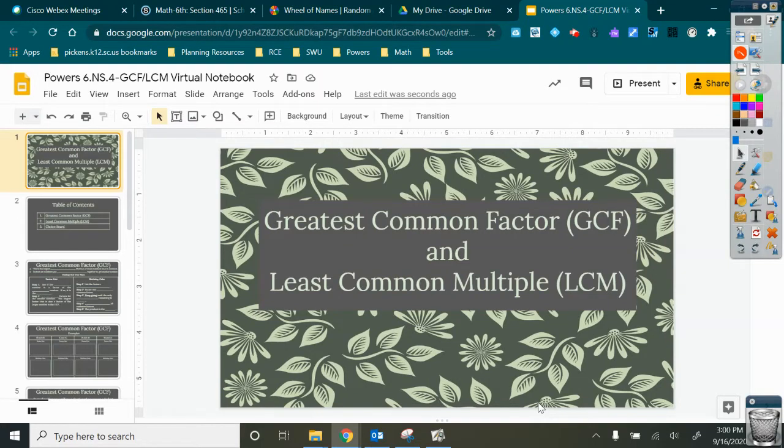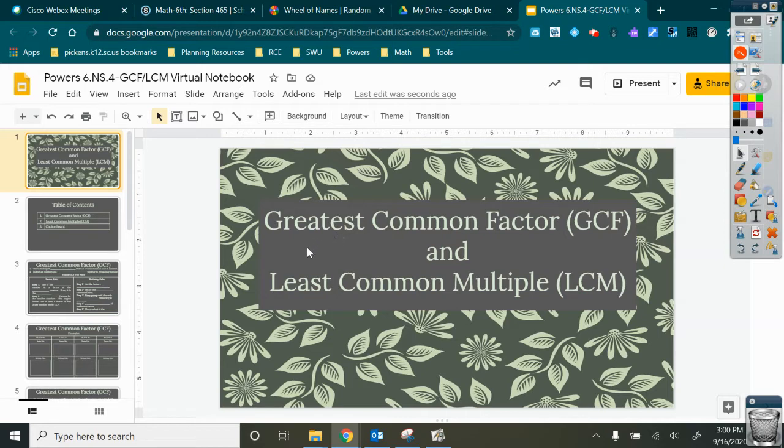Hey guys, this is the virtual notebook for greatest common factor and least common multiple, which is our new material that we're going to start learning this week. We will be having a test over this next Wednesday. You can open this notebook up from Schoology.